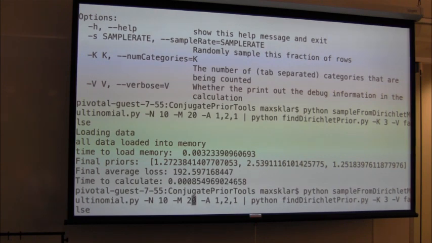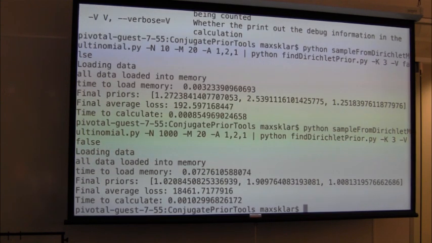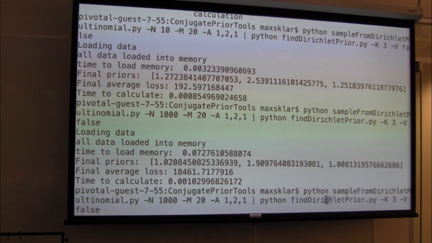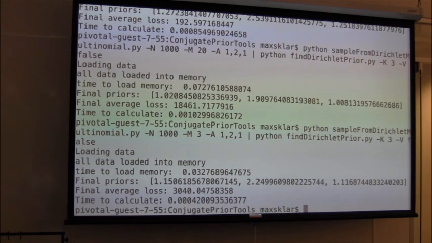Let's say we give it more data. We make n 1,000. We're looking at 1,000 rows here, which isn't even that much. See, it gets much closer: 1.0, 1.9, 1.0. And notice it could even deal with lower m values. Even if you only have, say, three values for each row, it's still not as close, but it still gets pretty close.